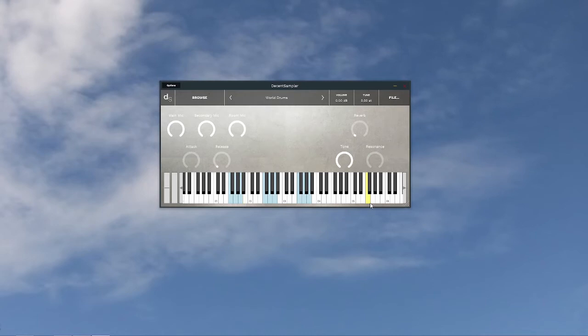I've got three round robins on for each. Some of them are a little shonky, so I might need to replace them. And then I've got two velocity layers for each note. This is the second djembe. I'm doing some particularly poor finger drumming tonight.